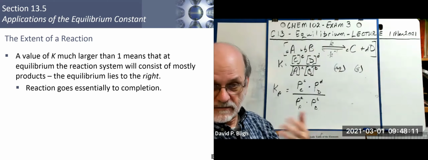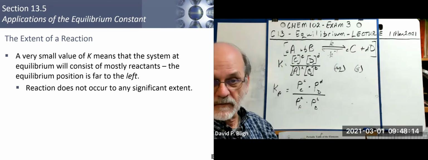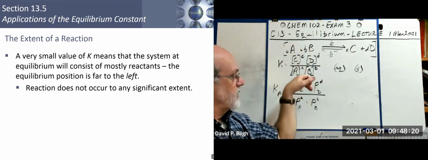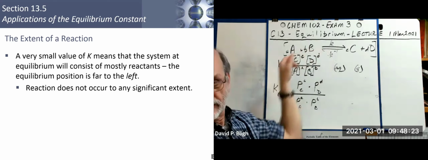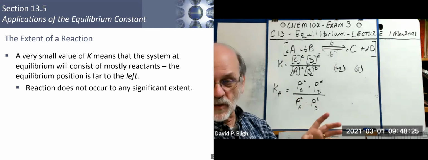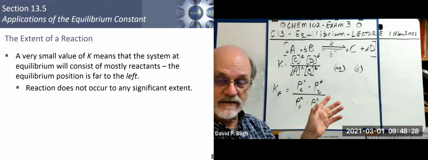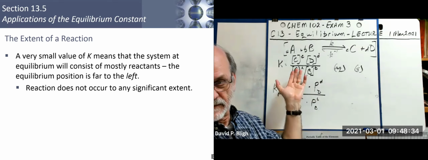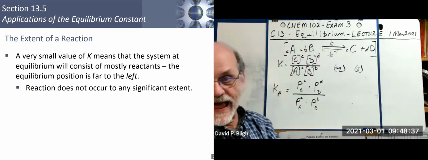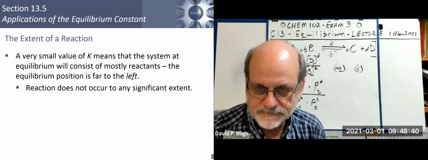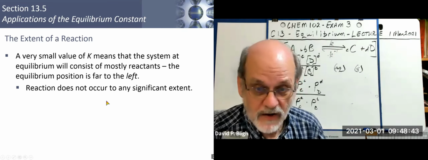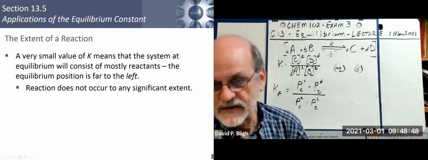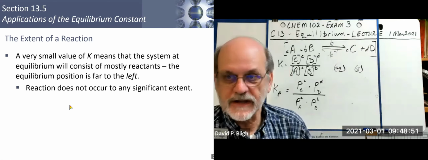Consequently, also, if the K is much less than 1, then we know that the reactants are favored, right? Because these are large and those are small. So if it's much less than 1, like 10 to the minus 2, 10 to the minus 3, 10 to the minus 5, 10 to the minus 10, we know that the equilibrium position tends to be toward reactants. And if that K value is small enough, we know that the reaction as written essentially does not occur, not to any significant extent.